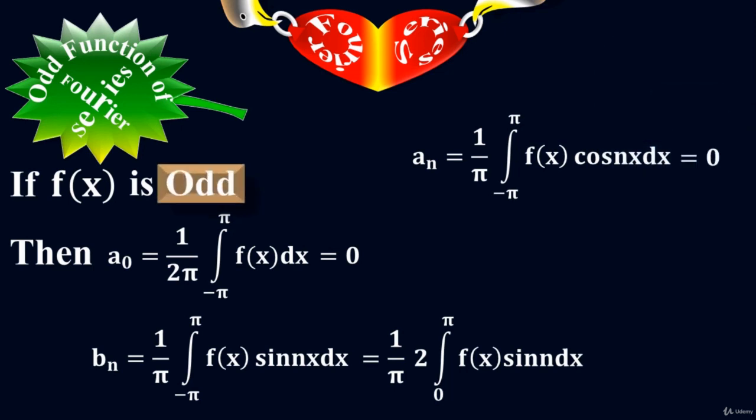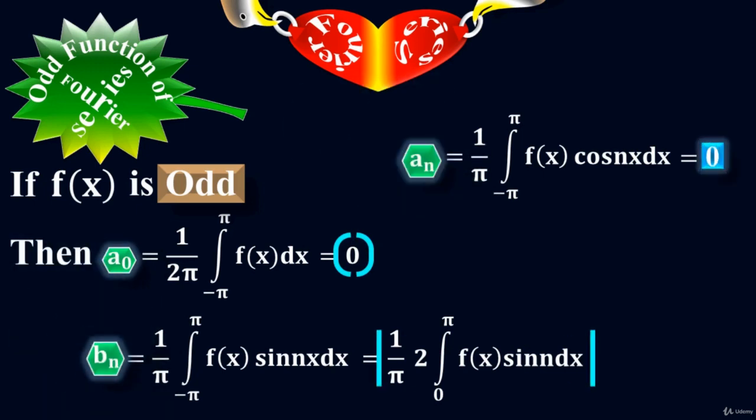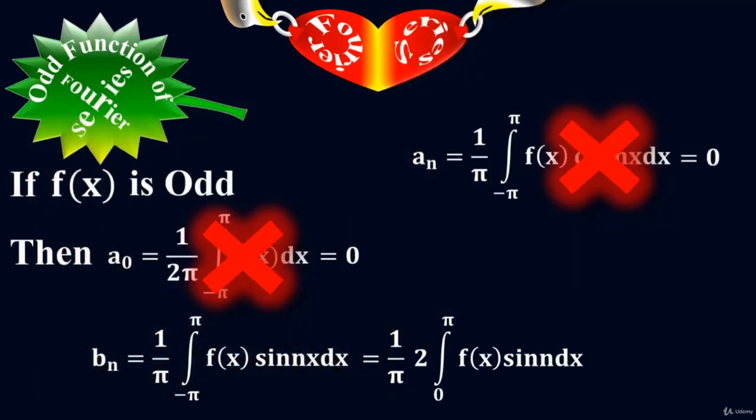So if I have odd function of Fourier series, my a sub naught is 0. I have only b sub n, and my a sub n is also 0. So I have nothing to do with a sub naught and a sub n. I have only b sub n if the function is odd in Fourier series.